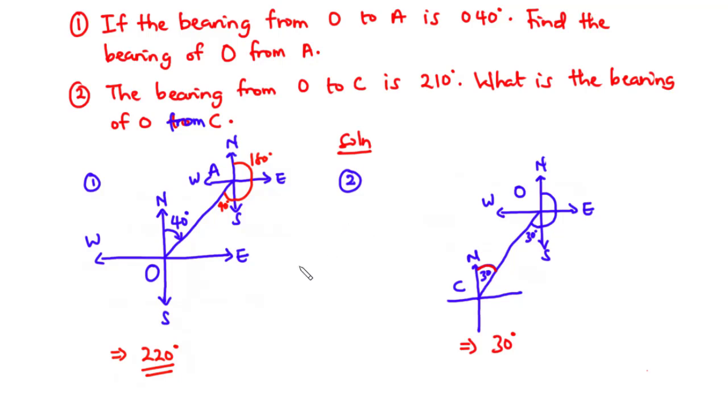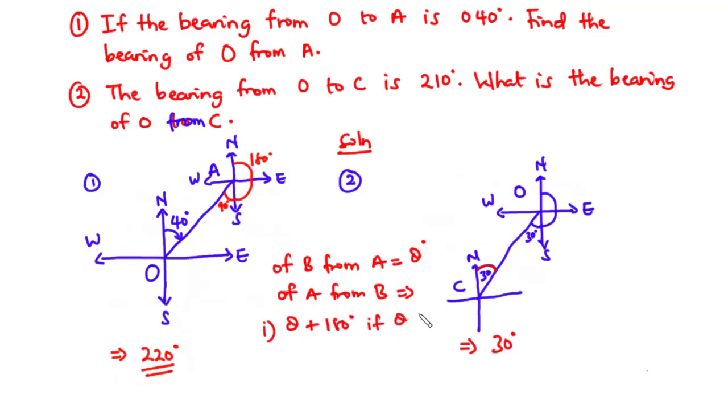So generally, if the bearing of B from A is theta degrees, then the bearing of A from B is equal to (I) theta plus 180 degrees if theta is less than 180 degrees, and (II) theta minus 180 degrees if theta is greater than 180.